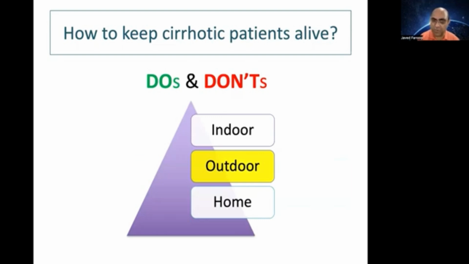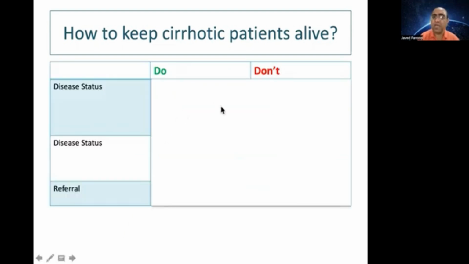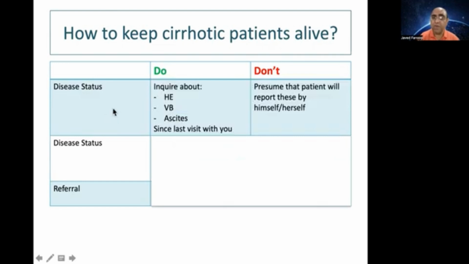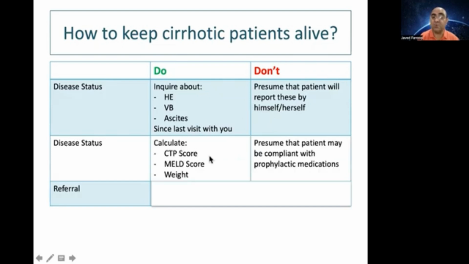What about the outdoor patient? When you are sitting in a clinic and the patient comes to you, again, do's and don'ts. The first three important ones are disease status and referral. For disease status, please inquire about hepatic encephalopathy, variceal bleed, and ascites since the last visit with you, and do not presume that patients will report these by themselves.